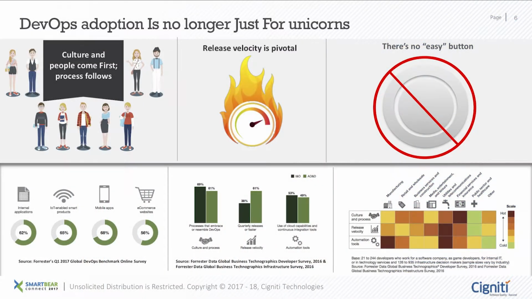So culture and people come first, and of course you need to have a process, as Mark was also telling about how the metrics, the governance and the measurement need to come into the picture once something is being set up. So the process driving that is important. And all of this is because of release velocity, which is the pivotal part of it.